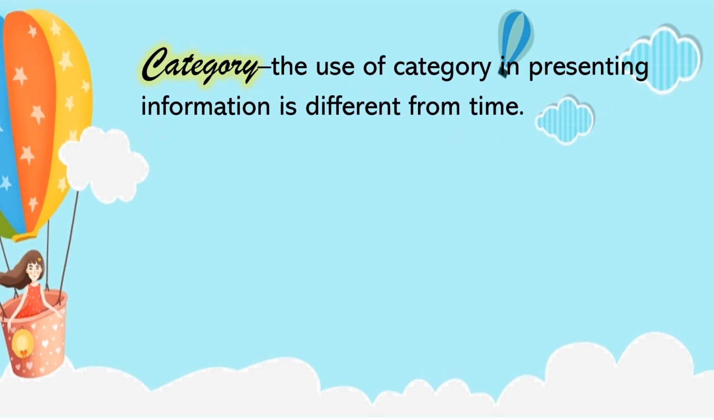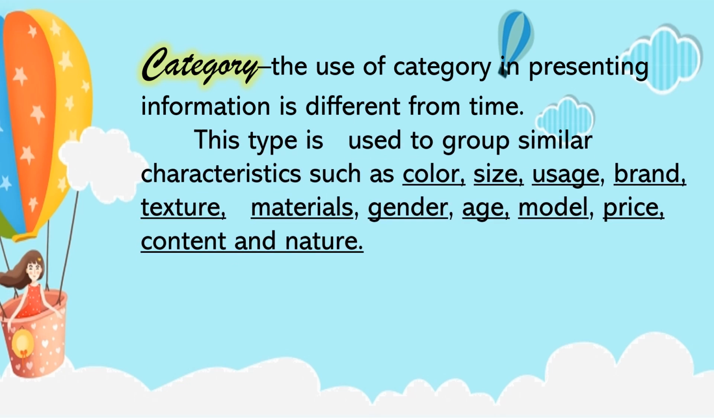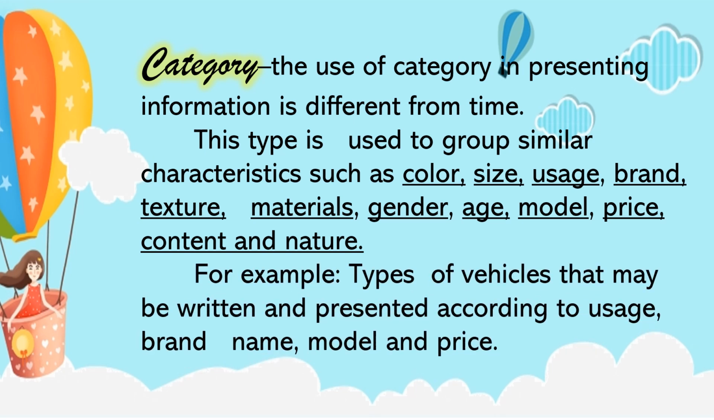Category. The use of category in presenting information is different from time. This type is used to group similar characteristics such as color, size, usage, brand, texture, materials, gender, age, model, price, content, and nature. For example, types of vehicles may be written and presented according to usage, brand name, model, and price.